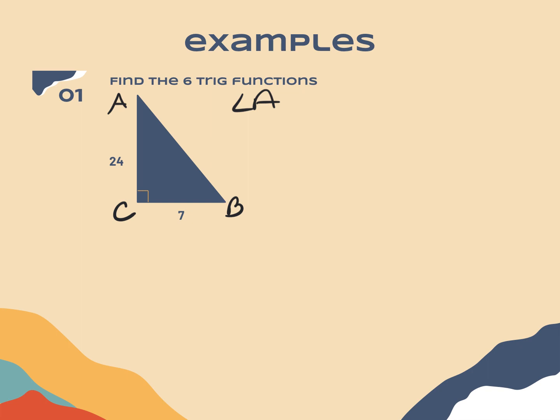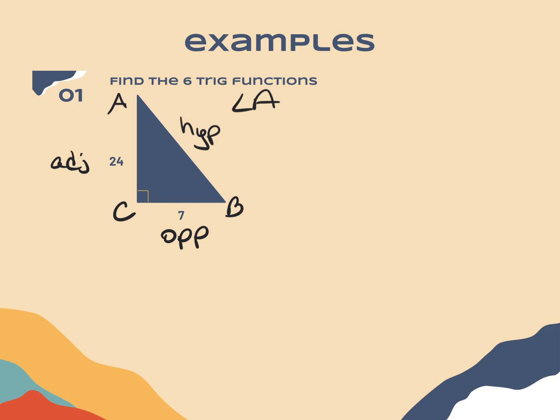So based off of angle A, the 7 is the opposite. The 24 is adjacent to angle A. And then this side over here that's across from the right angle is my hypotenuse. Notice it doesn't have a number. So before I can even start to find my 6 trig functions, I need to find the hypotenuse, and I need to do the Pythagorean theorem.